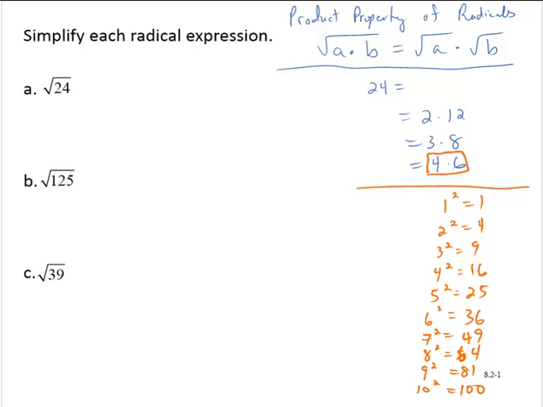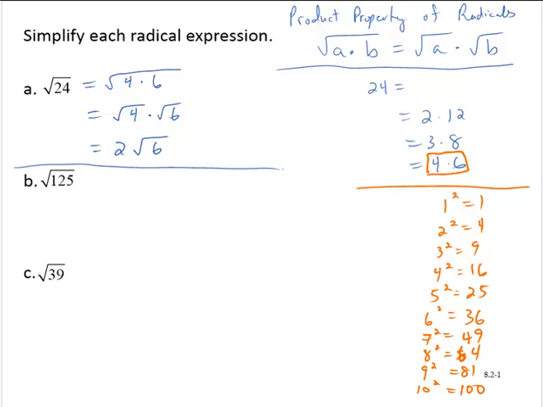So the square root of 24 can be thought of as the square root of 4 times 6. Now, using that product property of radicals, I can split that up as the square root of 4 times the square root of 6. And the square root of 4 is 2. And so this is the same as 2 times the square root of 6. And we usually don't put that multiplication dot. We just write 2 square root 6. This is the simplified form of the radical expression.